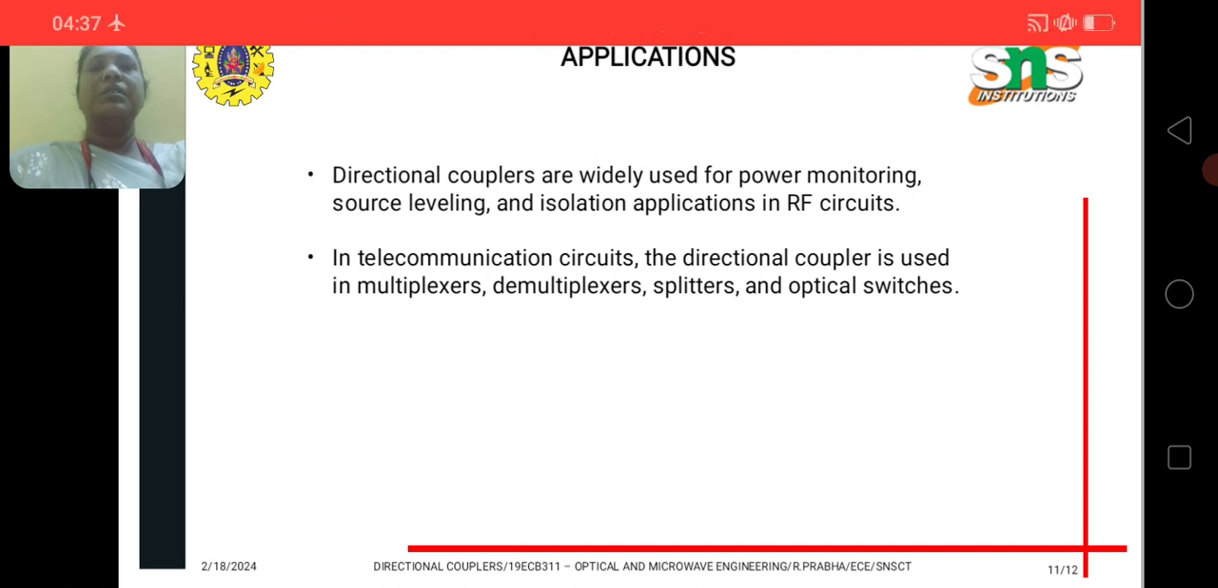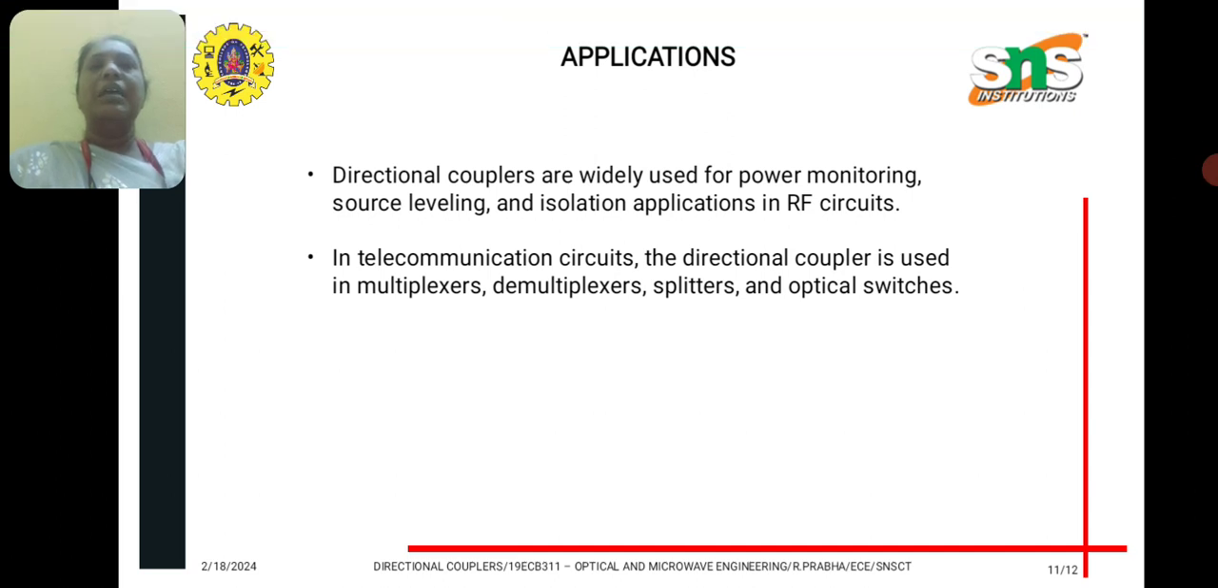Next is the application part. Directional couplers are widely used for power monitoring, source leveling and isolation applications in RF circuits. And in telecommunication circuits, this passive directional coupler is used in multiplexers, demultiplexers, power splitters, and also in optical switches.